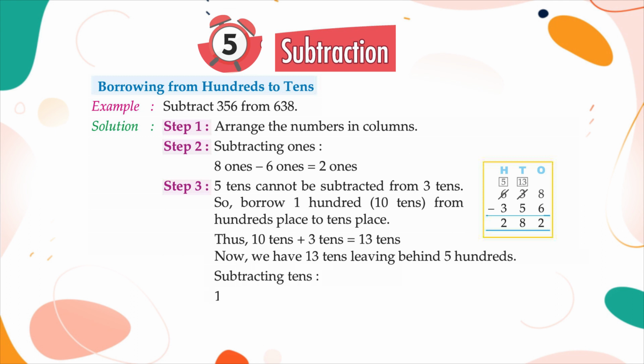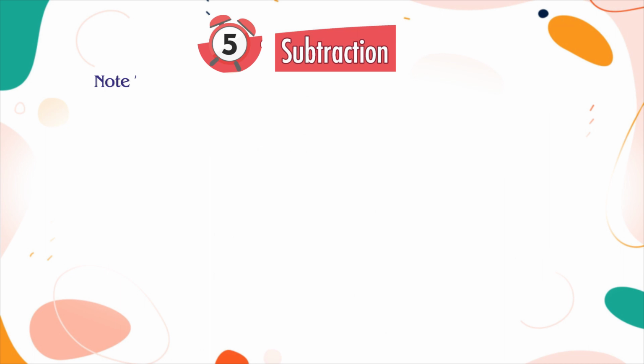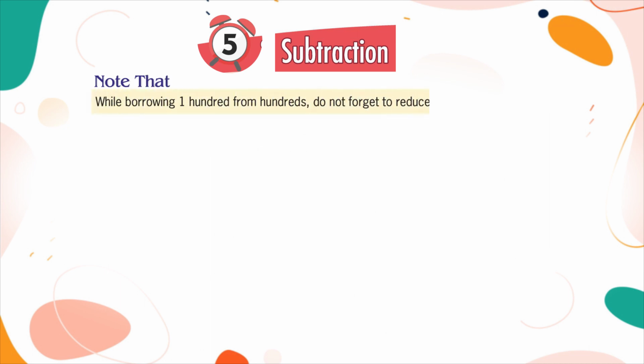Subtracting tens. 13 tens minus 5 tens is equal to 8 tens. Step 4. Subtracting hundreds. 5 hundreds minus 3 hundreds is equal to 2 hundreds. So, 638 minus 356 is equal to 282. Note that while borrowing 100 from hundreds, do not forget to reduce hundreds digit by 1.